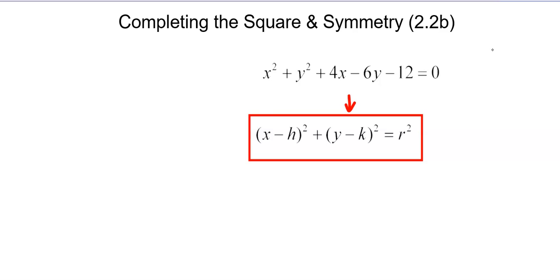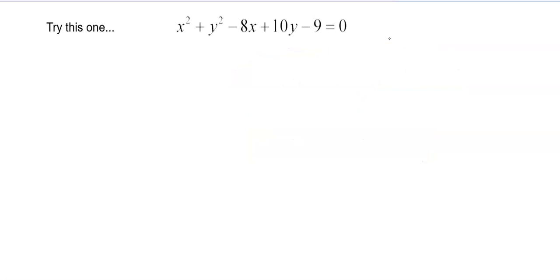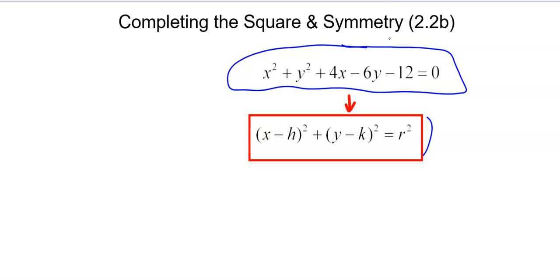Okay, so today's lesson deals with completing the square and symmetry. First, let's complete the square. What we're trying to do is get things into this form, which we really like. This is the equation of a circle, the one we just derived. This may or may not look like a circle to you. It does look like it could be a circle, but you have to change the form of this. So to do that, let's do it on this one.